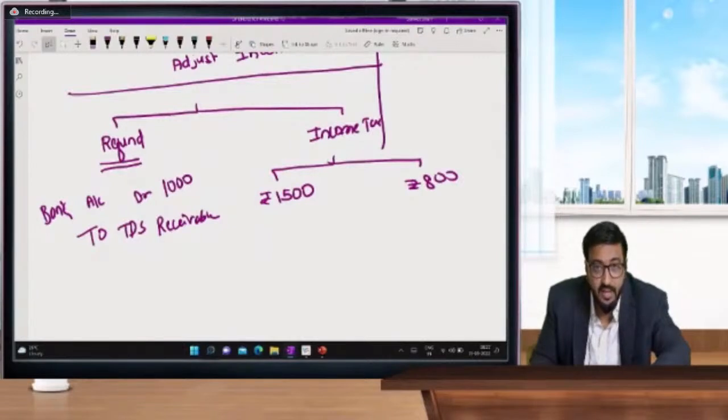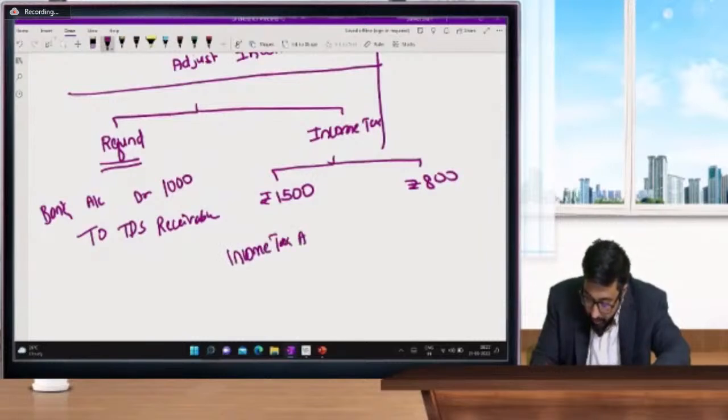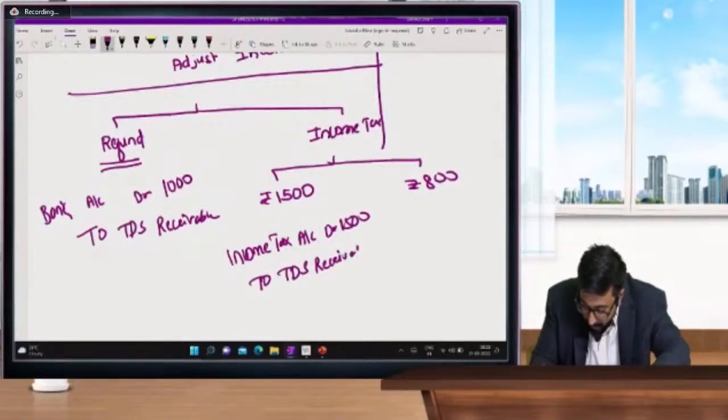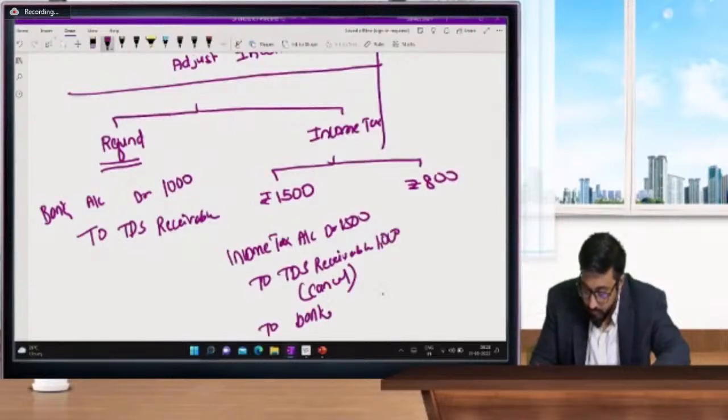Balance in TDS receivable is 1,000. So income tax account debit 1,500 to TDS receivable. I will cancel it by rupees 1,000 to bank, 500.